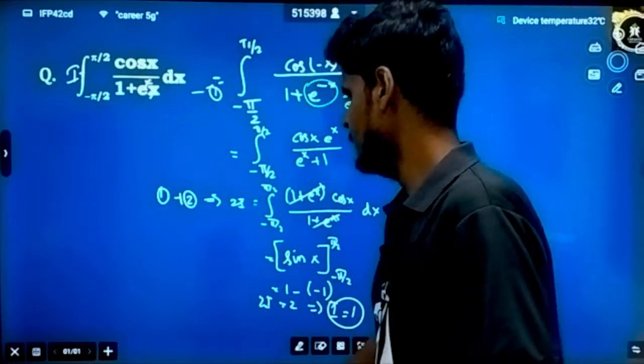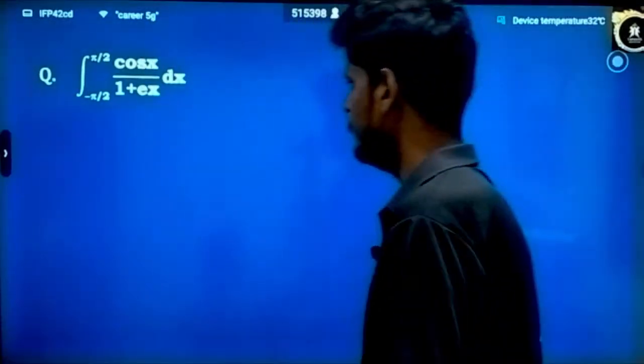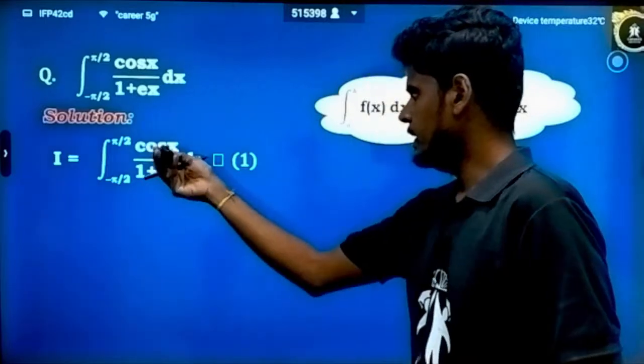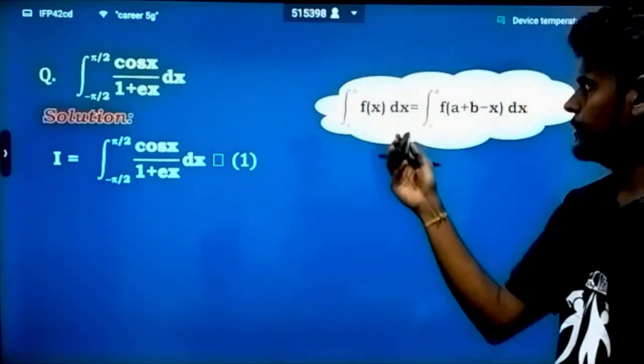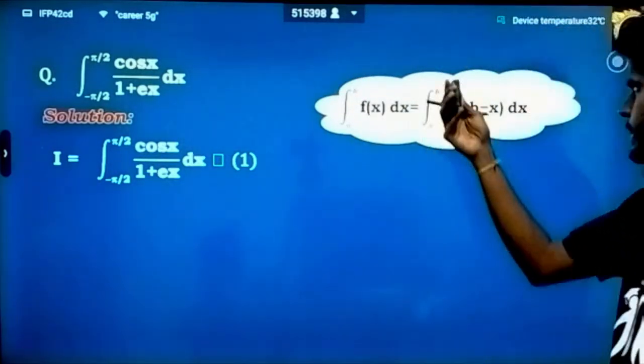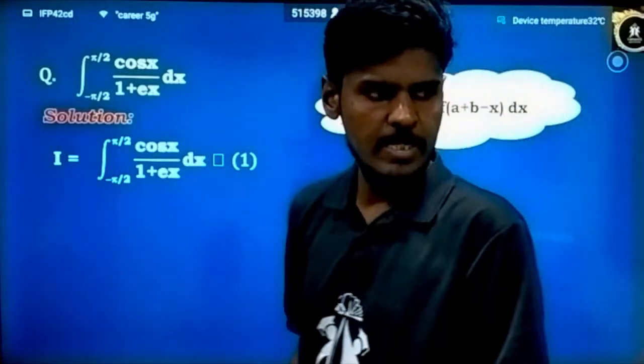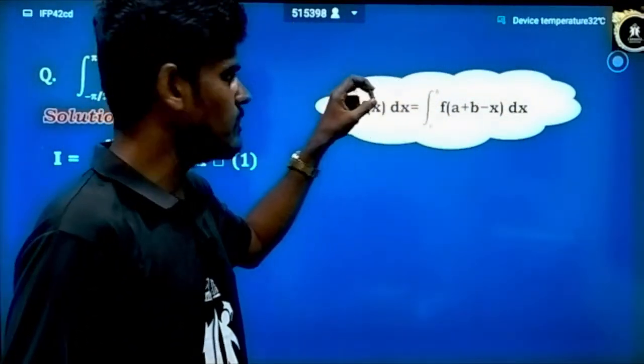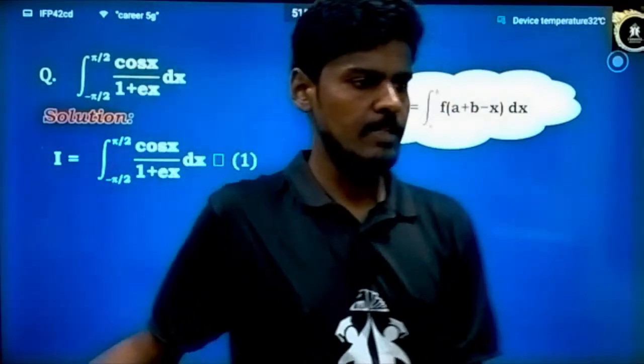Finish. So the solution is: first we will do this and then use the property integral a to b f of x dx is equal to integral a to b f of a plus b minus x. Here minus pi by 2 to pi by 2 means we will get, these two will get cancelled out. So minus of x.